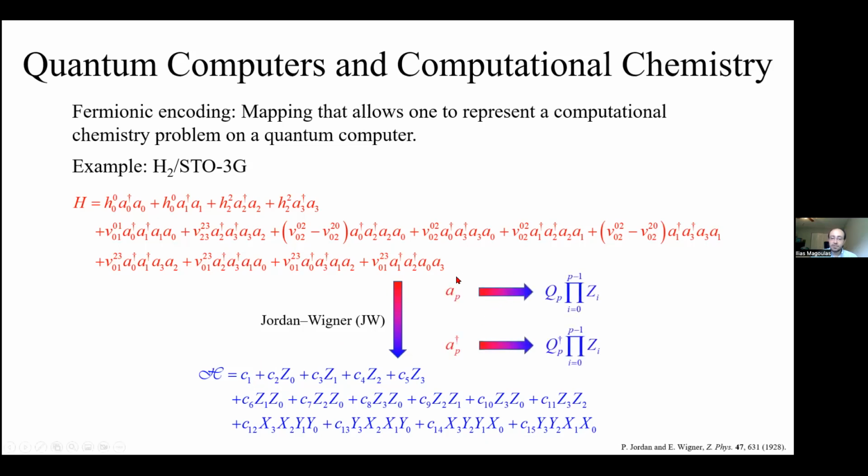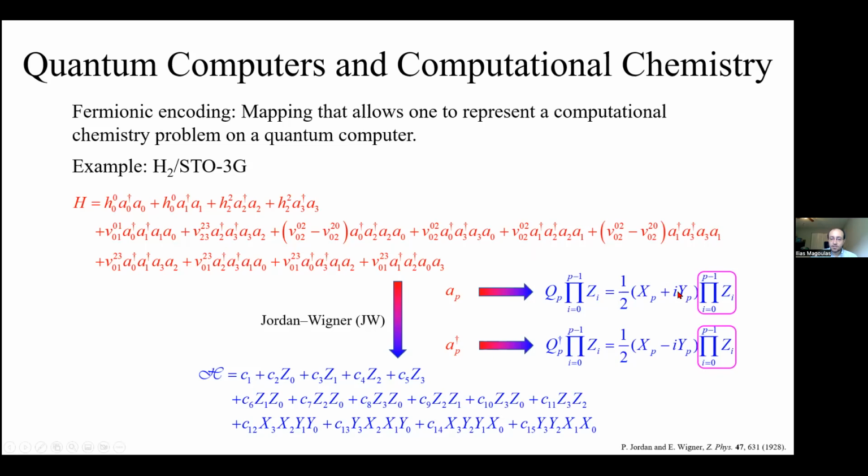And this is how the Jordan-Wigner mapping is defined. So these are the annihilation and creation operators in second quantization, and this is how they are mapped onto your quantum computer. Here, Q_p and Q_p dagger are the corresponding annihilation and creation operators for a qubit, and we can write them explicitly in terms of X and Y gates like this. The strings of Z operators at the end bring back the information about the fermionic sign.